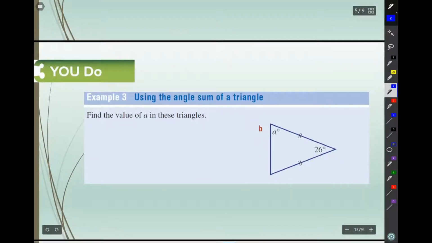Alright, so I'll get you guys to pause the video here and have a go at this one yourself. When you come back, I'll show you the solution.